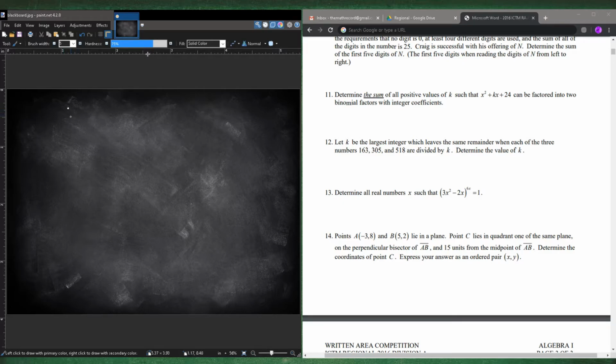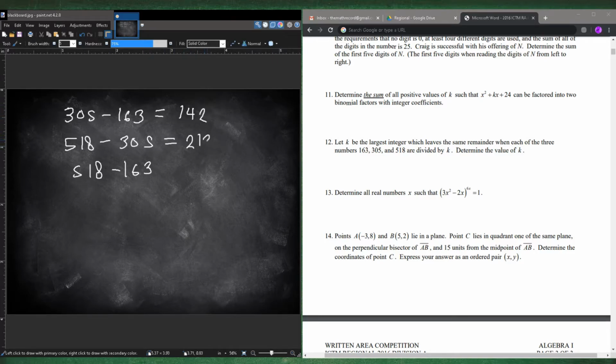So it's going to be 305 minus 163, 518 minus 305, and 518 minus 163, right? So those are the three positive differences. Subtracting, you could just use your calculator. So this one's 142, this is 213, and this one we get 355. Okay. So what we're going to do now is find the prime factorization.